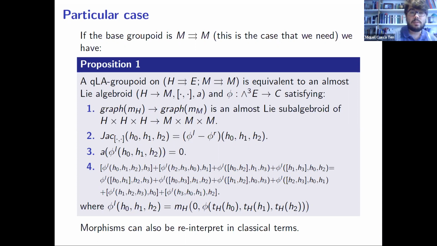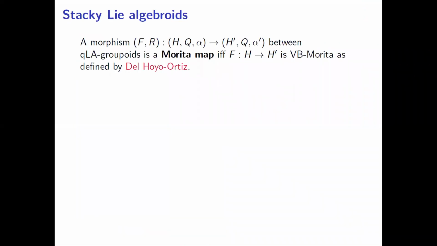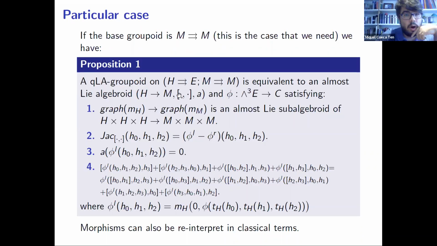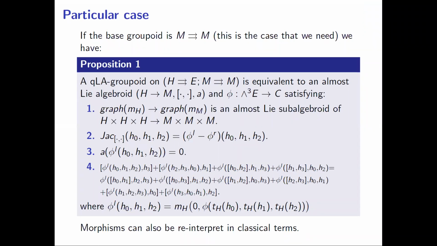And now that we have this definition. Sorry, Miquel, what is an almost Lie algebroid? Oh, it's just a bracket and an anchor, where the bracket is skew symmetric, and the anchor and the bracket satisfy the Leibniz property, and I think that's all. Okay, thank you.